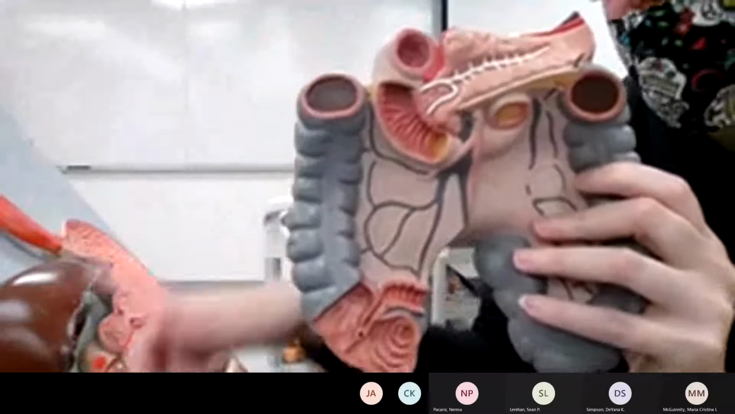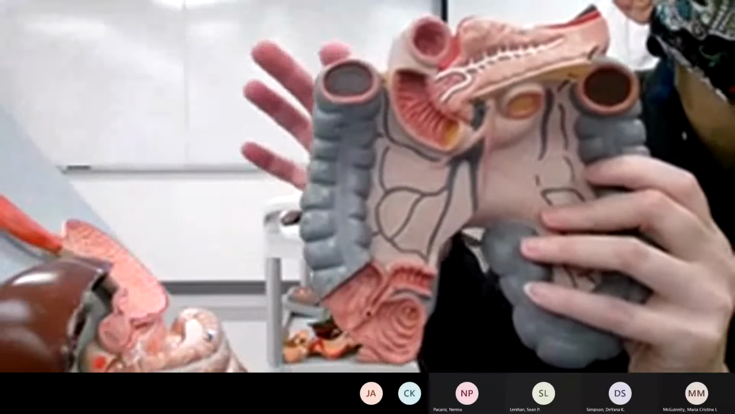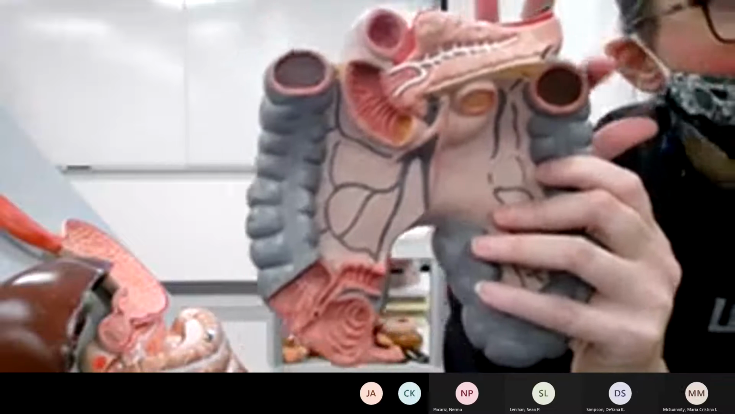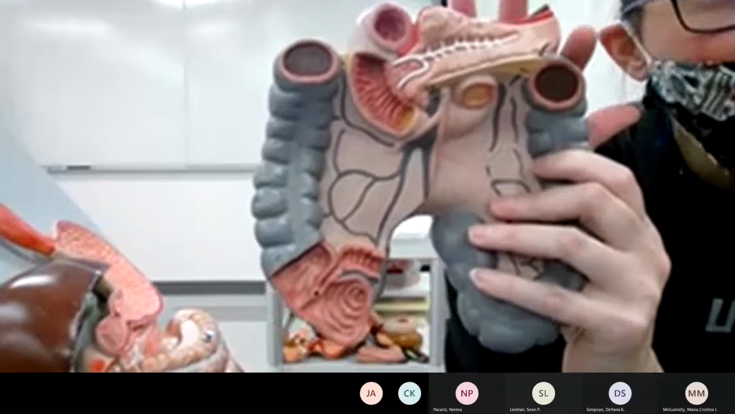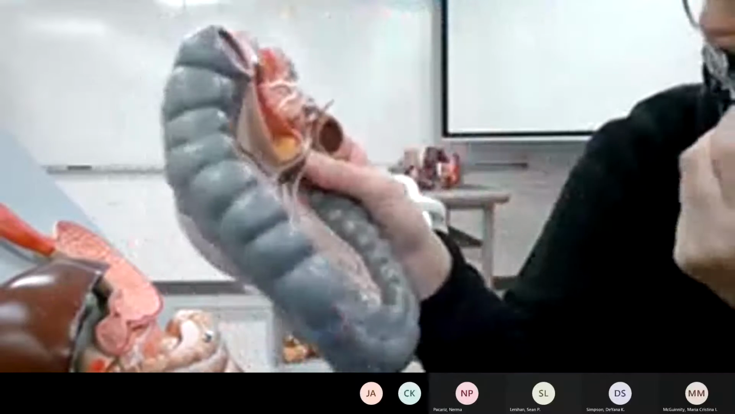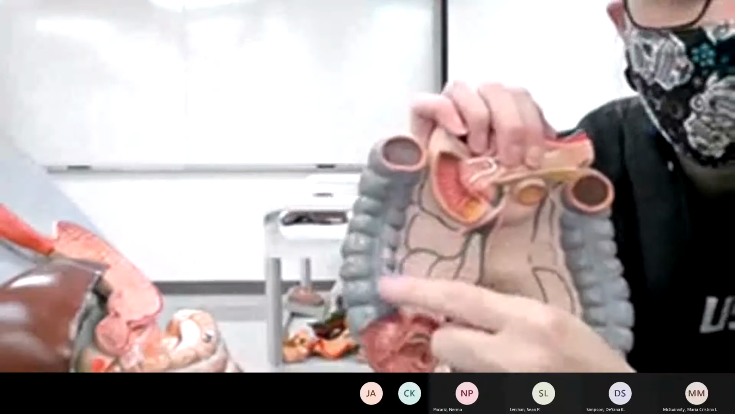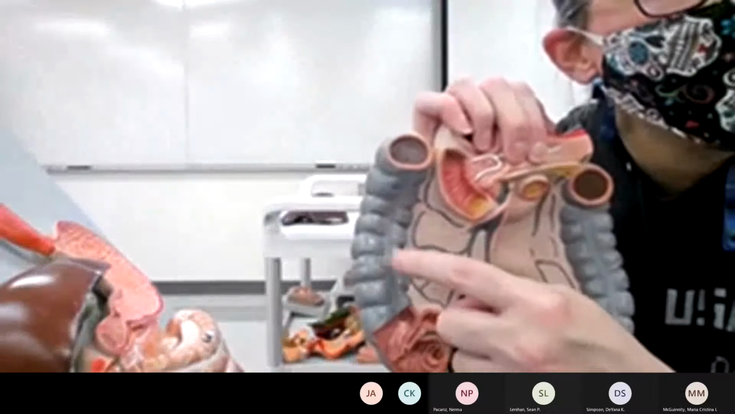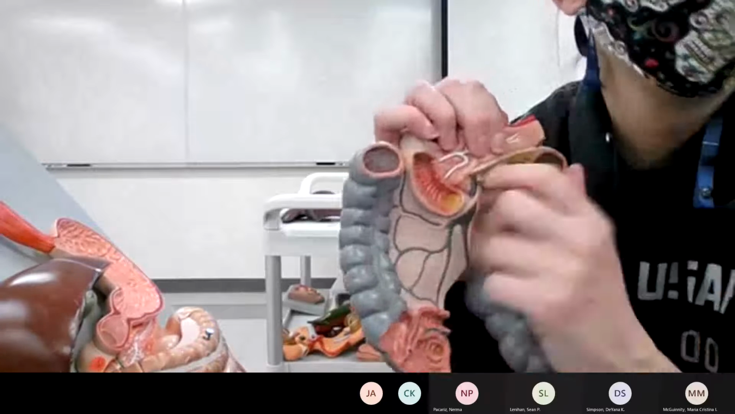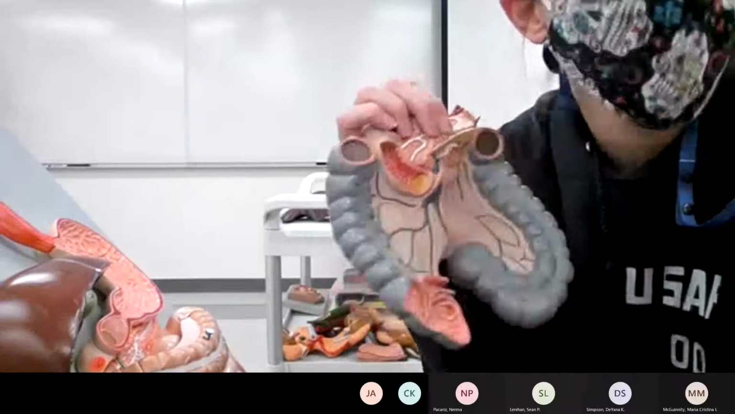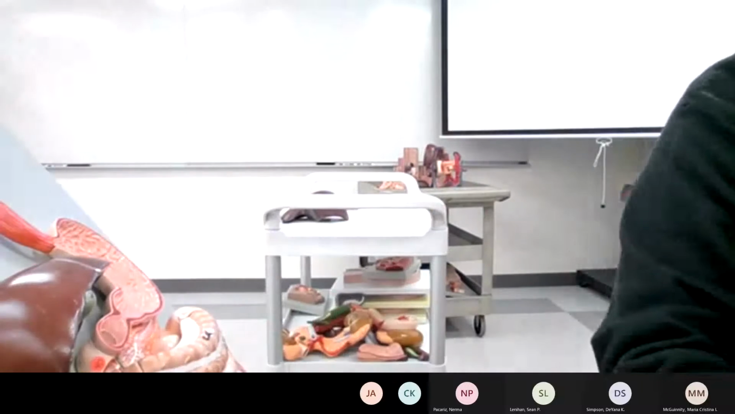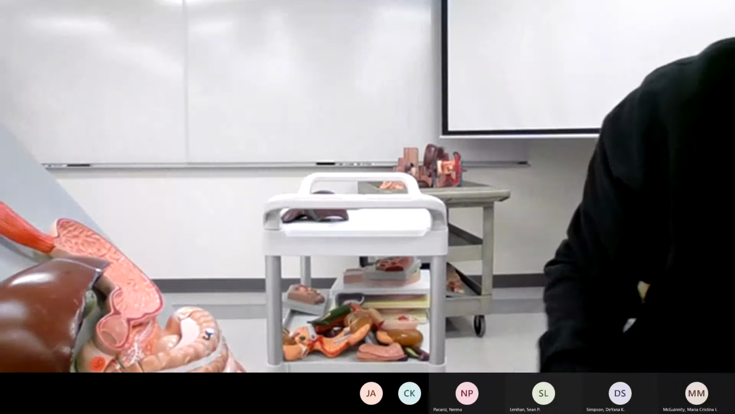Okay, this turn, let me get my orientation. The upper right turn, which is underneath the liver, is going to be your right colic flexure, or your hepatic flexure. The turn here is your left colic flexure or your splenic flexure because it's underneath your spleen. Okay. And then associated with the taeniae coli, the muscle layer, are these little fatty appendices. Again, large numbers of adipocytes that kind of hang out and provide fat and muscle fuel if they need them.